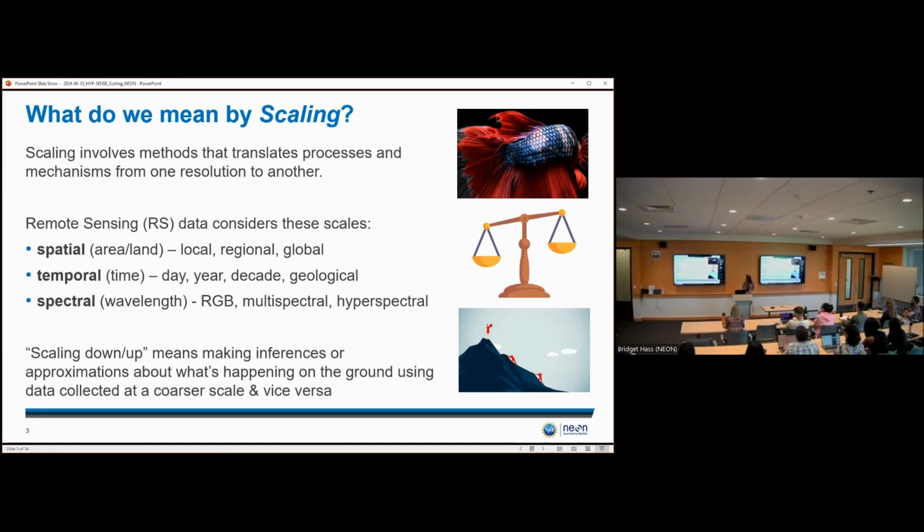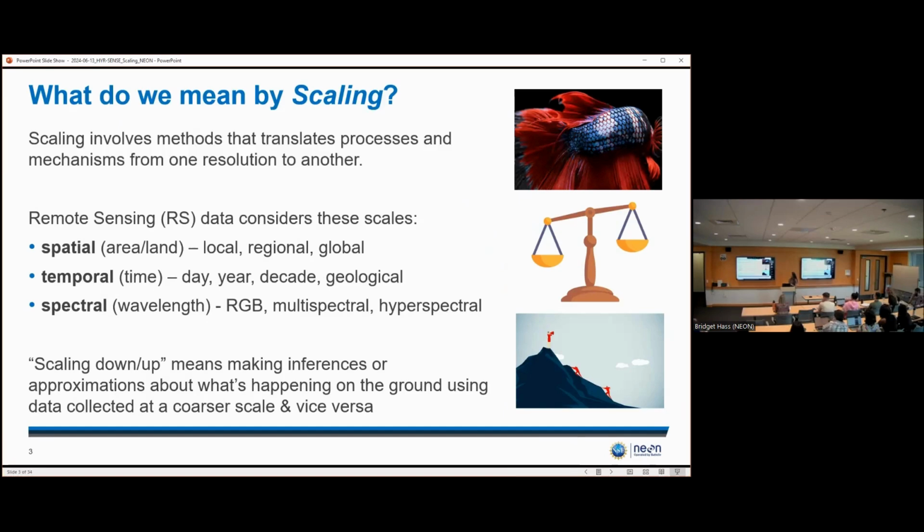So scaling basically involves methods that translate processes and mechanisms from one spatial, temporal, or spectral resolution to another. These three subcategories of scales, the spatial, temporal, and spectral, are really what we focus on more in remote sensing. So spatial can mean, are we looking at local, regional, or global scale? And satellites really enable that global scale.